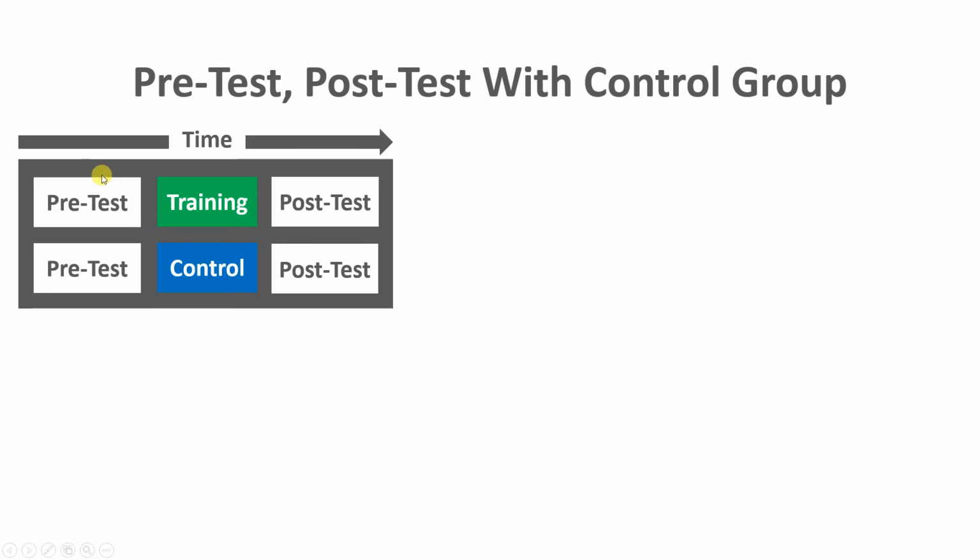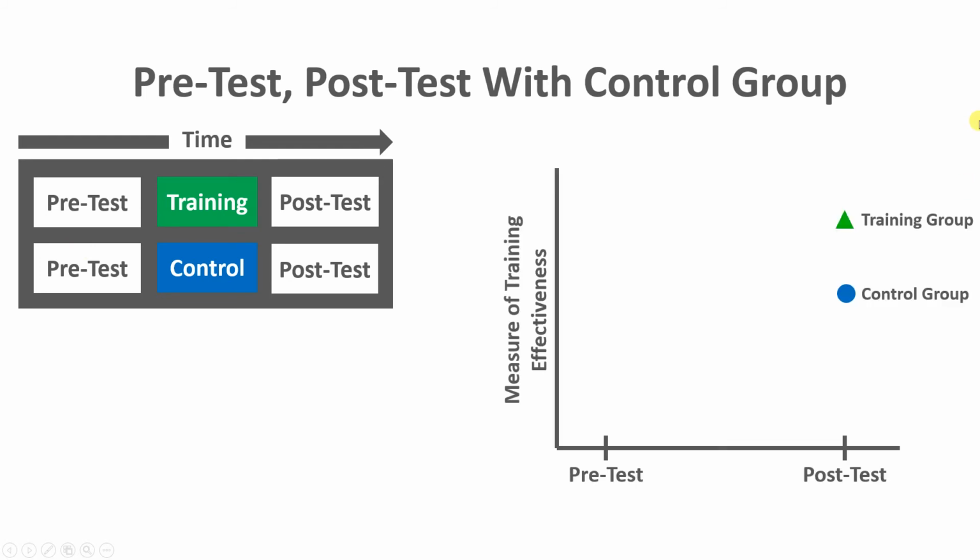The difference is that we give everybody a pretest, which, hopefully, is the same measure of training effectiveness we give to people at post-test. We're just giving it to them prior to engaging in the training or the control condition so that we can establish a baseline. So let's take a look and see what this looks like here.